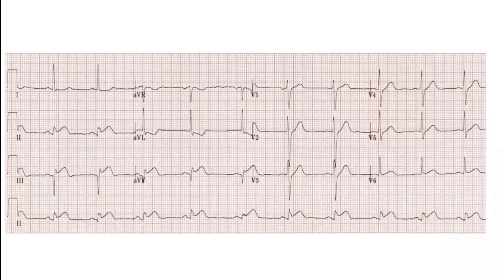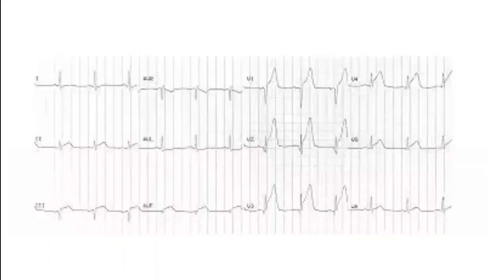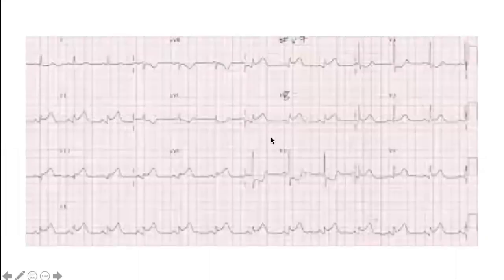Okay. What kind of MI is this one? What do you guys think? Where is the infarction here? Inferior. Inferior MI. It comes in lead 2, lead 3, aVF. So that's your inferior. And this one? Anterolateral. Anterior MI, yes, anterolateral MI.